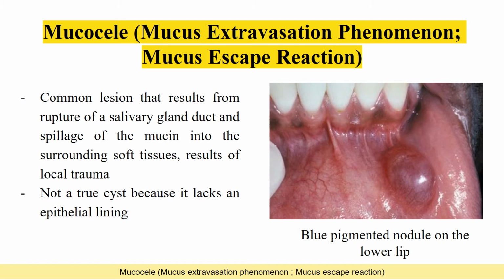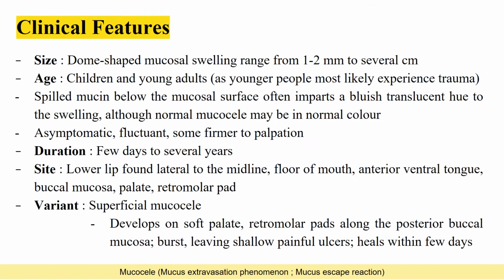As you can see in these clinical pictures, there is a blue pigmented nodule on the lower lip. Clinically, it appears as a dome-shaped swelling which ranges from 1 to 2 mm to several centimeters. It usually occurs in children and young adults, as younger patients are most likely to experience trauma. The spilled mucin below the mucosal surface often imparts a bluish translucent hue to the swelling, although the mucosa may be a normal color. It appears as an asymptomatic fluctuant swelling, and sometimes it may be firm to palpation.